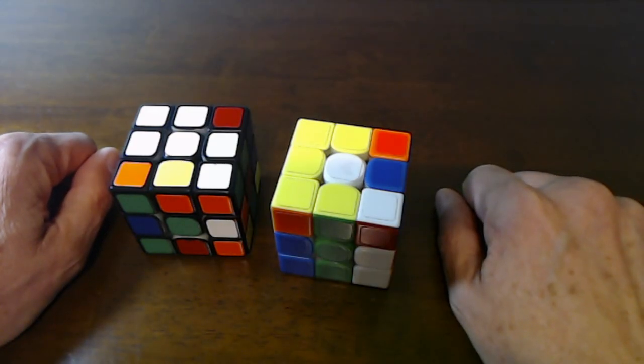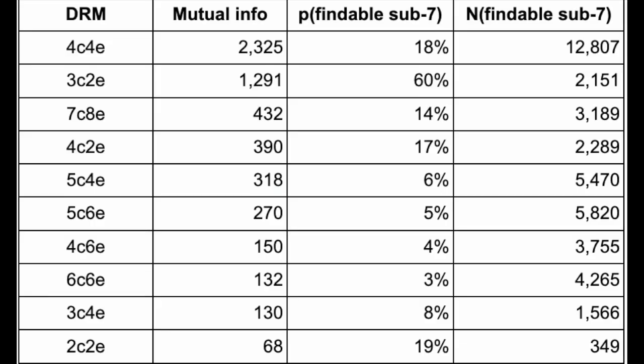Here's what you get if you just take all of the possible DRMs, compute their mutual info, which is just the product of these two numbers, and rank them. I have a definition of findability, and so I limited myself to findable sub-sevens instead of just sub-sevens. That's a little refinement that changes this ordering a little bit, but not in a super important way, I don't think. But this was an aha moment for me because look at what pops out.